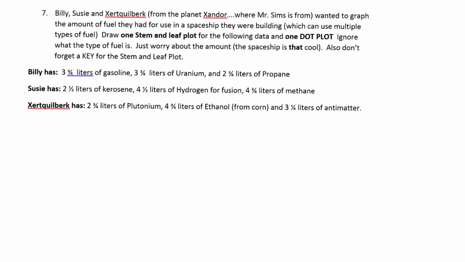Question number 7 says, Billy, Susie, and Bob from the planet Xandor, where Mr. Sims is from, wanted to graph the amount of fuel they had for use in a spaceship they were building, which can use multiple types of fuel. Draw one stem and leaf plot for the following data and one dot plot.